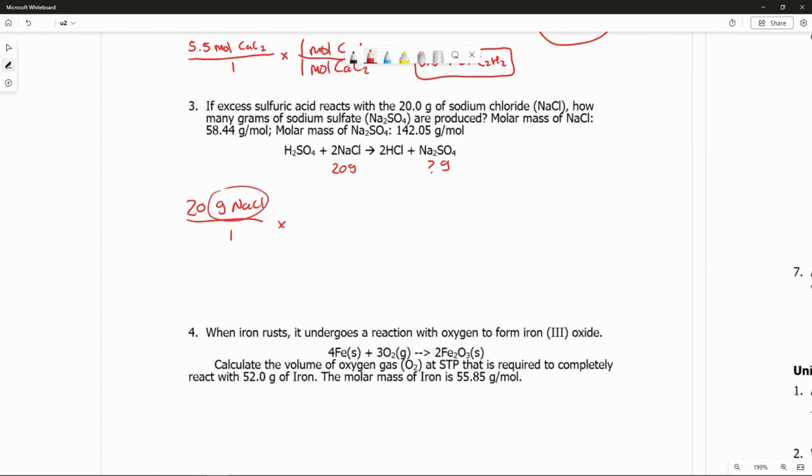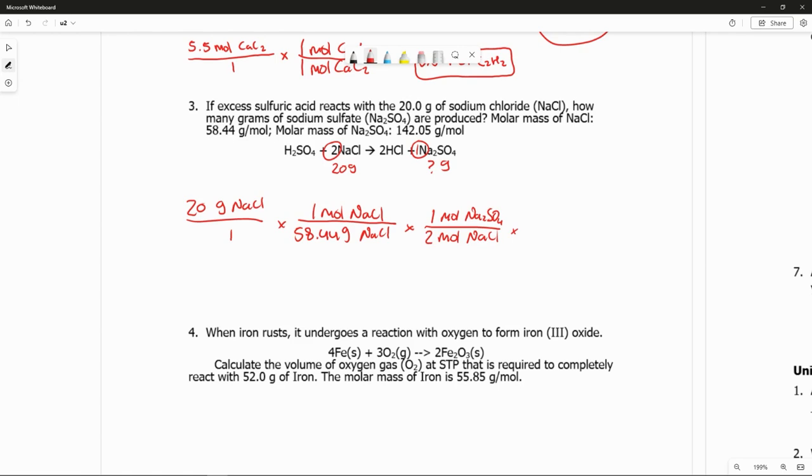So for every 58.44 grams, that's the molar mass. So every 58.44 grams of NaCl, there is 1 mole of NaCl. All right. Now we have to use our conversion factors. So for every 2 moles of NaCl in our equation, there's going to be 1 mole, there's an invisible 1 there, 1 mole of Na2SO4.